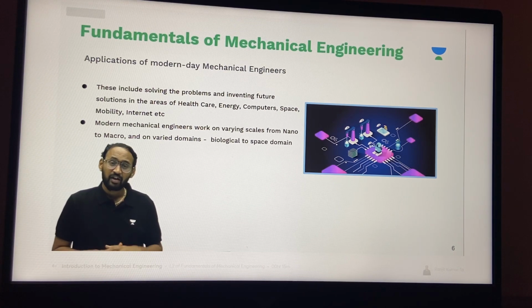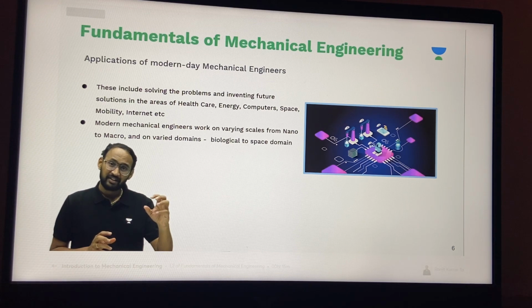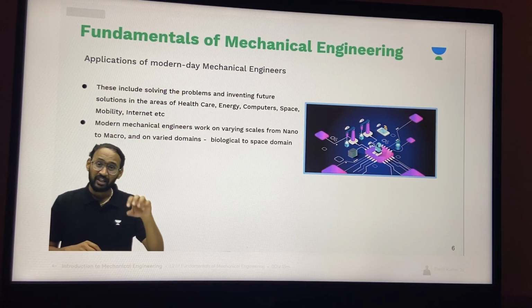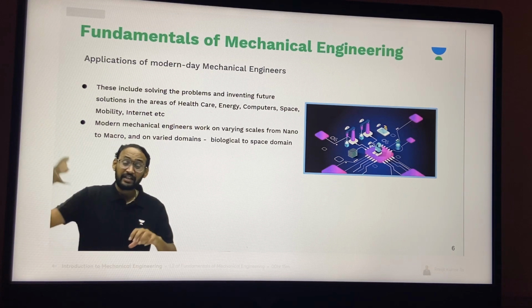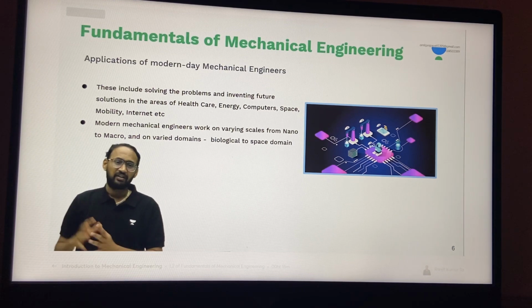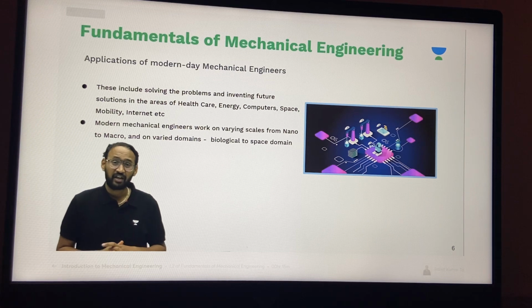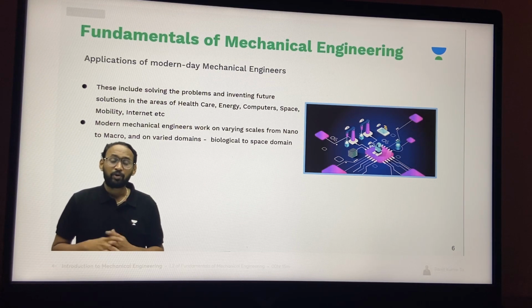So coming to the domains or the scale of problems mechanical engineers work on, they work from nanoscale, nanometer, 10 power minus 9 meter, such a small scale, to possibly a kilometer or a mile scale. I can easily quote some examples of nano robots. People are working on building nano robots which can get into the human body and destroy cancer cells. I think there is a lot of research into these fields, right?